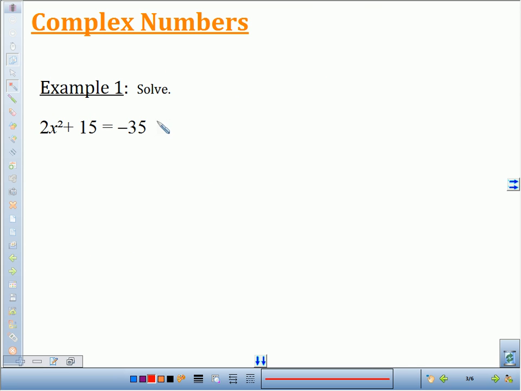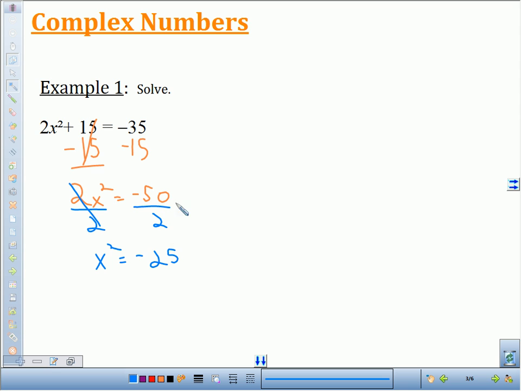So, looking at example 1, that's exactly what's going on. We need to solve this equation using square roots, and I would be willing to bet that we're going to need to take the square root of a negative number at some point. So, to start off with basic equation solving, we begin by subtracting 15 on both sides. That gives us 2x squared equals -35 minus 15, which is -50. Then we divide by 2.